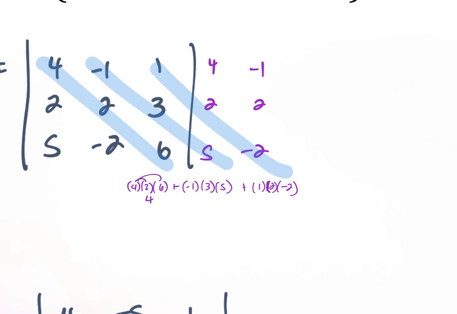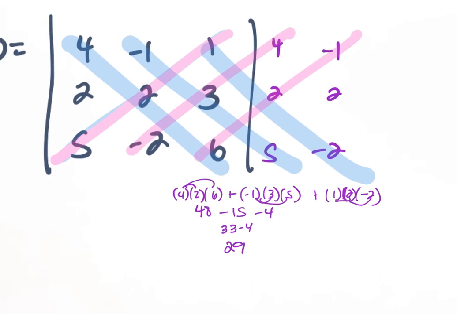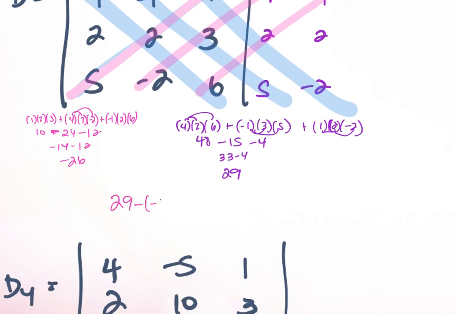So this is 8 times 6, it's 48. Negative 3 times 5, negative 15. And then positive 2, negative 4. So 33 minus 4, 29. And then we go back the other way. It's 12 minus 2, so negative 24, and then negative 12. Negative 14 minus 12, negative 26. And then I would do 29 minus a negative 26. That becomes positive, and I end up with 55.